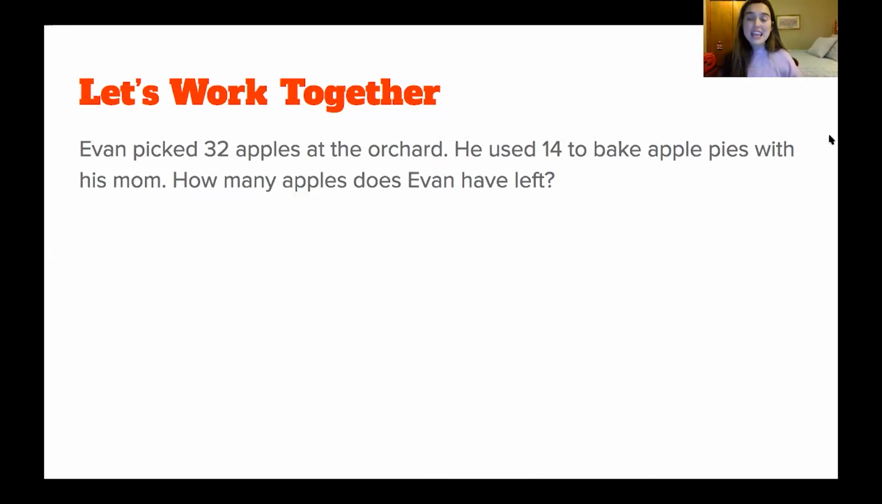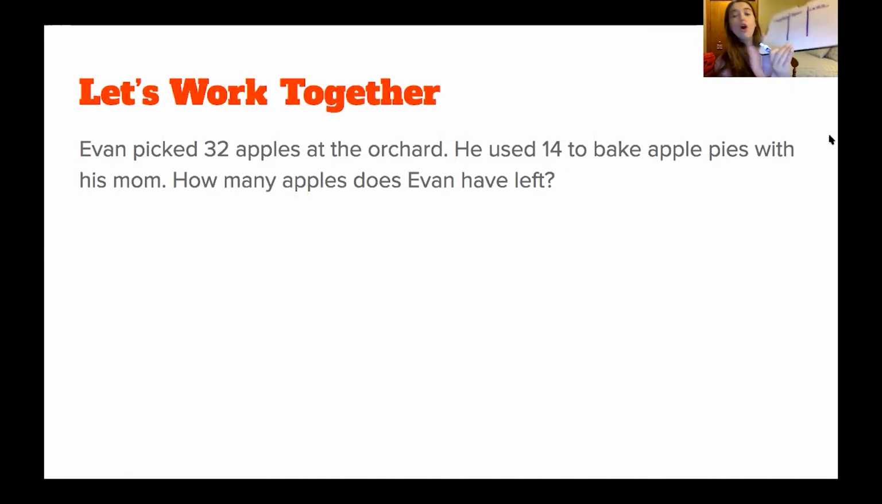Now, before we even move on, I just want to note, I can tell this is going to be a subtraction problem because they are telling us that he had an amount of apples and he took an amount away. He took 14 away. So they're asking us how many does he have left. So we know that this is subtraction. And the very first problem I showed you was a subtraction problem. So let's see if we can remember how to do this one together.